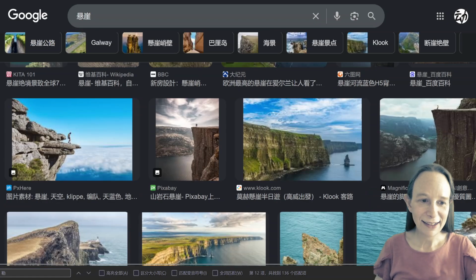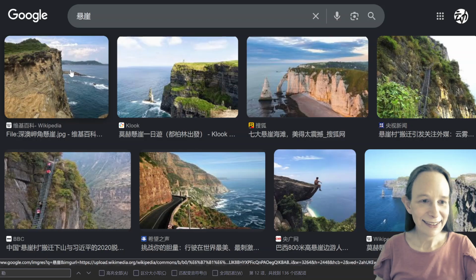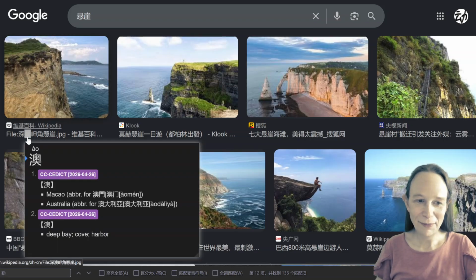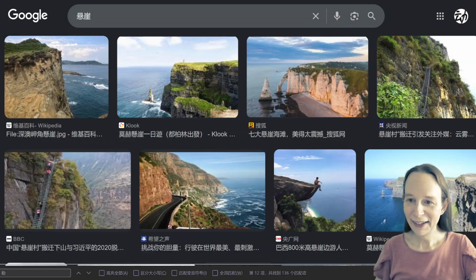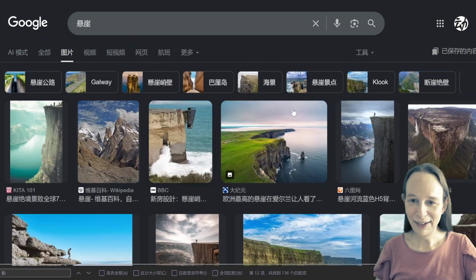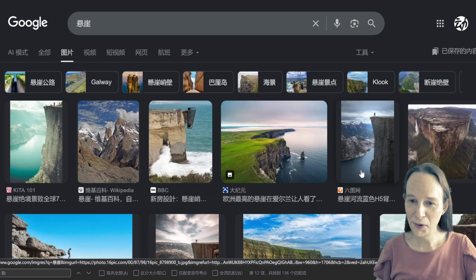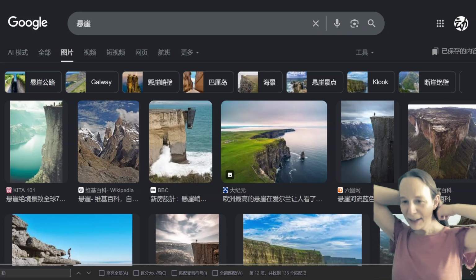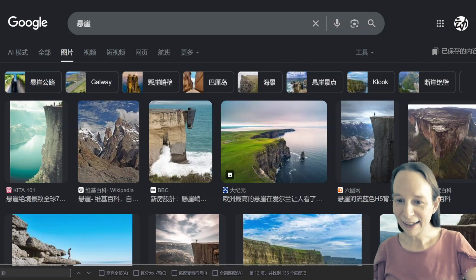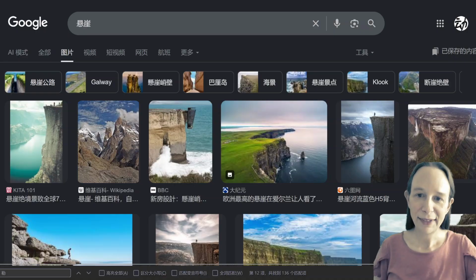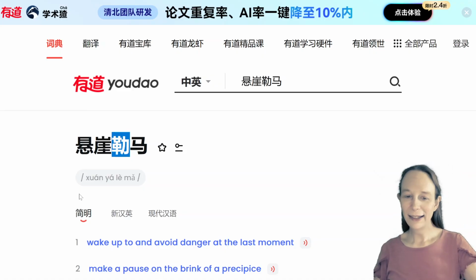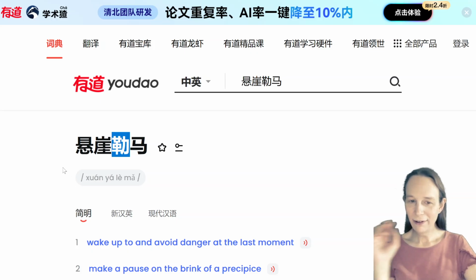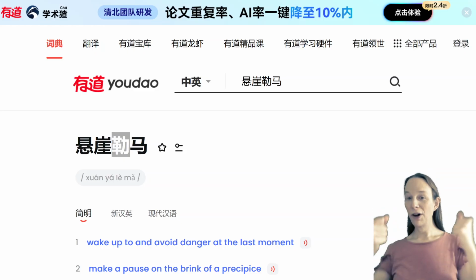All right, 悬崖. Oh, there's Australian ones. But, oh, 悬崖角. I don't know, maybe. Australia has cliffs, but lots of other places have cliffs as well. All right, so 悬崖, precipice. 悬崖勒马, 悬崖勒马, 勒 here refers to whoa, horsey, right?